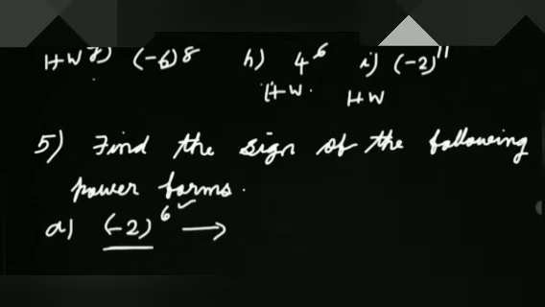Yesterday we have learned 2 rules regarding the power of a negative integer. Do you remember? 2 very, very important rules. Even power of a negative integer is positive, and odd power of a negative integer is negative, isn't it? So, here what about 6? 6 is even. So, even power of a negative integer is what? Positive, isn't it? Sign is positive.